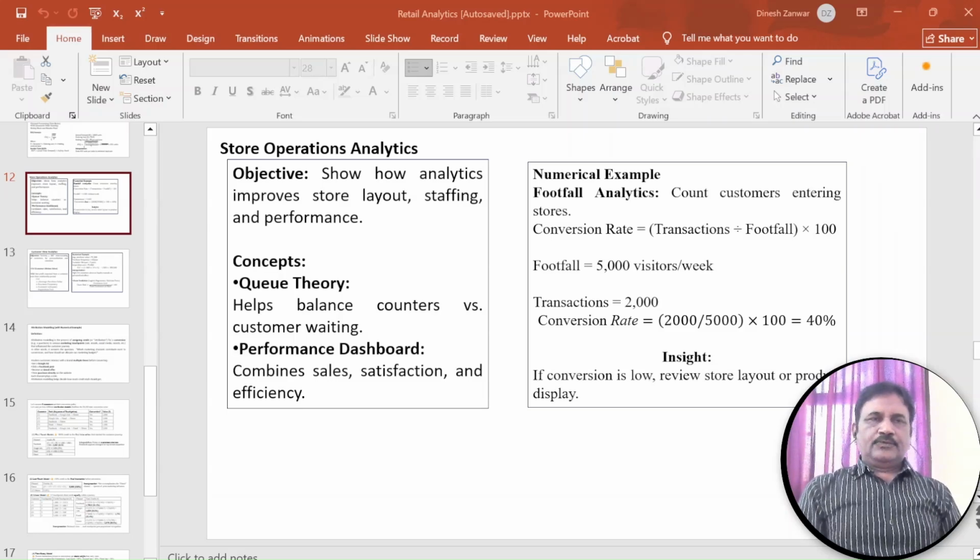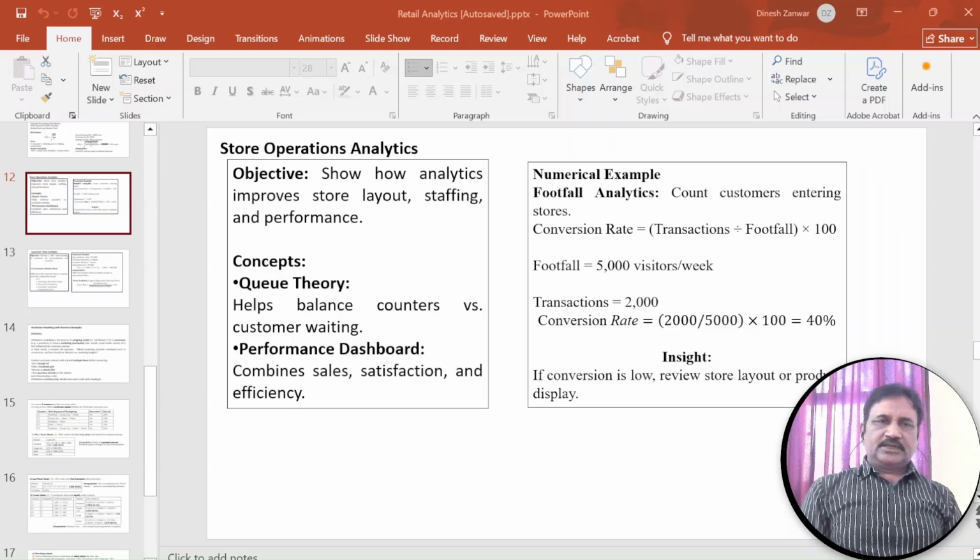Moving ahead, we will now be seeing store operation analytics in very short, and after that, we'll be seeing customer view analytics. The objective of this analytics is to show how analytics improves store layout, staffing, and performance. We will not be discussing all of this, just to get you started to read or learn the things in store operations, how analytics helps you in store operations.